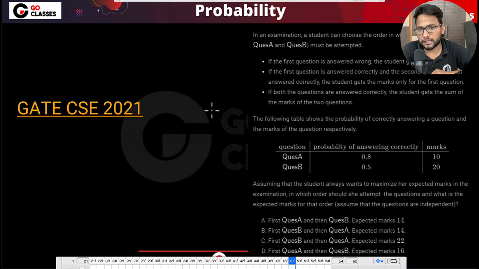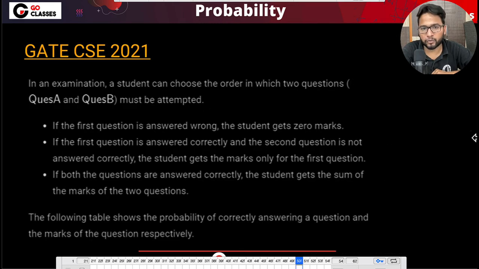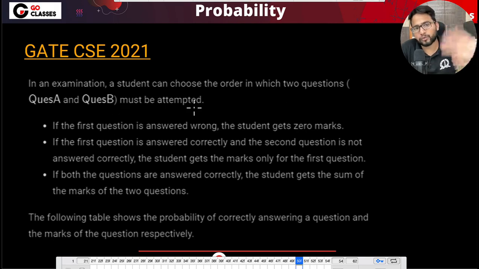See, this question is a little big, so I just divided it into two slides. This is the first slide and this is another slide. Let's read out this question. They are saying: in an examination, a student can choose the order in which two questions must be attempted. So maybe question A or question B. You can choose the order. If the first question is answered wrong, the student gets 0 marks. If the first question is answered correctly and the second is not answered correctly, then the student gets marks only for the first question. If both questions are answered correctly, then the student gets the sum of the marks of both questions.